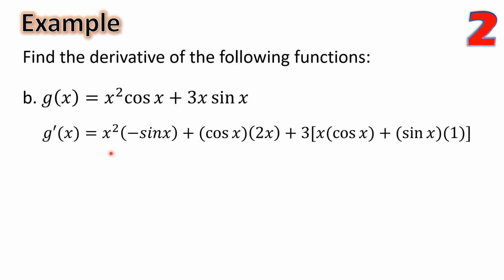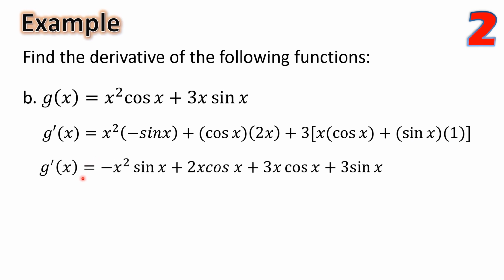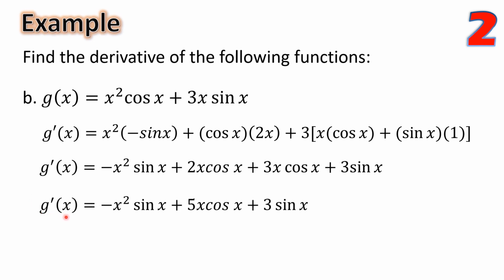Simplifying all terms in this function, we have g prime of x is equal to negative of x squared sine x. Then we have 2x cosine x. By distributive property, we have 3x cosine x plus 3 sine x. We have similar terms in 2x cosine x and 3x cosine x. So for our final answer, g prime of x is equal to negative x squared sine x plus 5x cosine x plus 3 sine x.